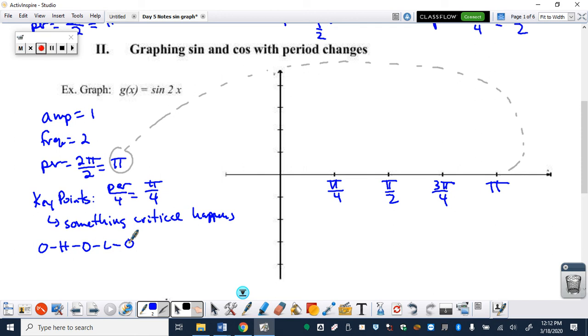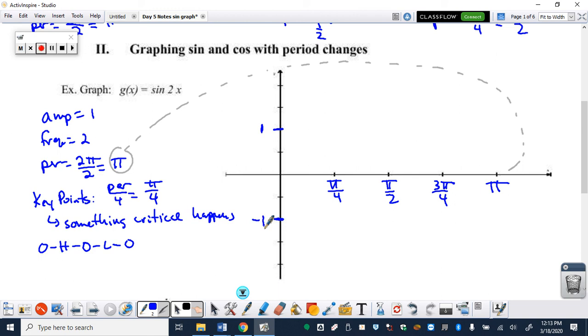It's going to start at 0. The next 45, it's going to hit a high. The next 45, it's going to hit 0. The next 45, it's going to hit a low. And then the last 45 is going to be back up to 0. So basically what we're doing is dividing into those 4 quarters. Amplitude is 1, so I can rescale my y-axis and put 1 and -1 on the y-axis that way.